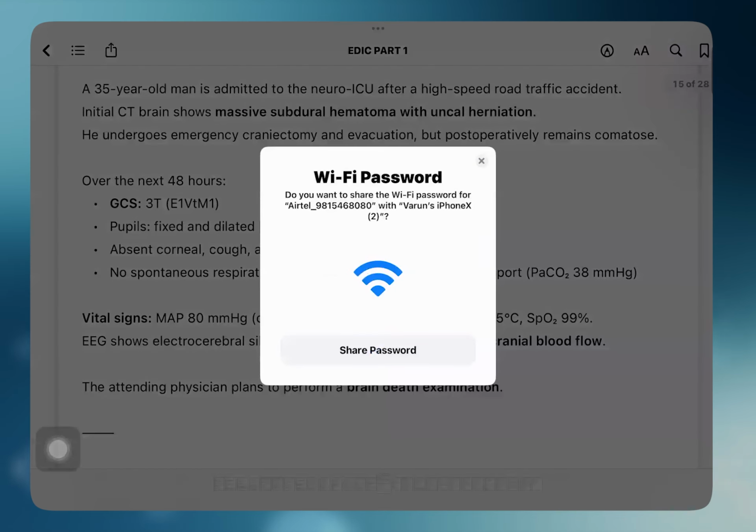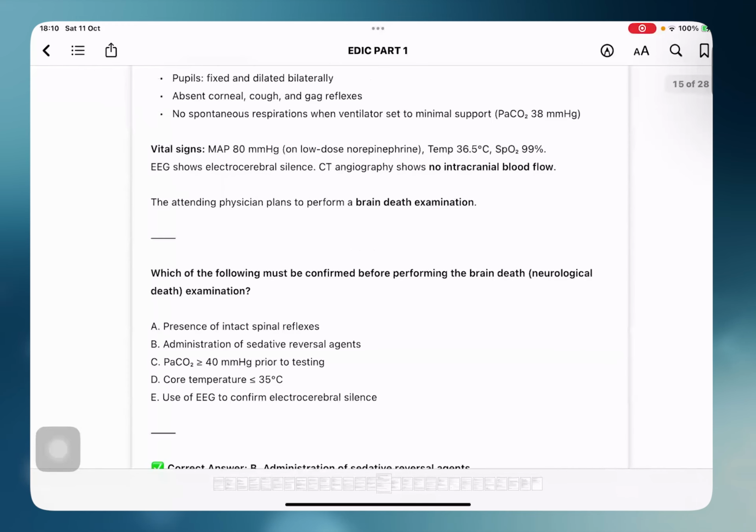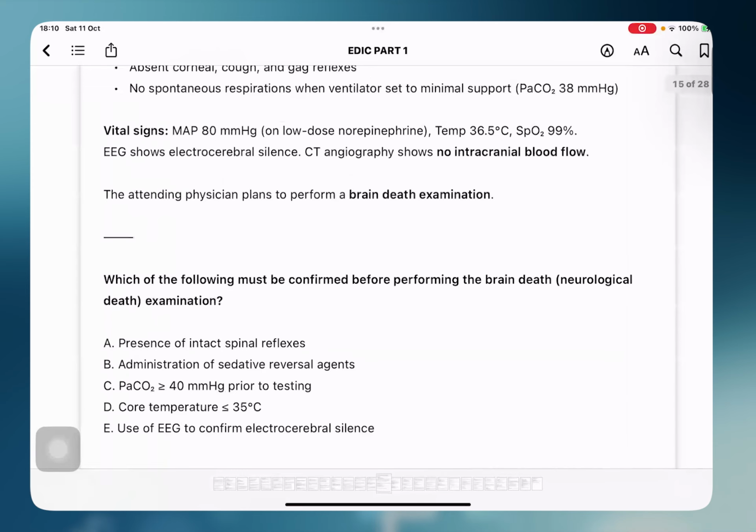EEG shows electrocerebral silence, and CT angiography shows no intracranial blood flow. Now, the attending physician plans to perform a brain death examination. Which of the following must be confirmed before performing the brain death examination?